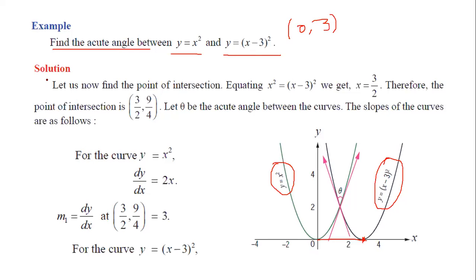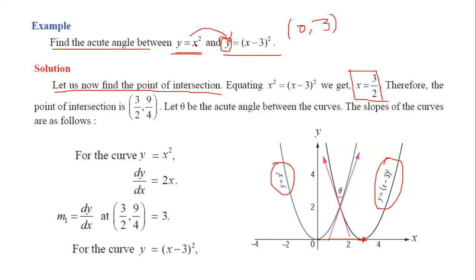So what is the solution here? Let us now find the point of intersection. How to find the point of intersection? Here y equal to x square is given, and the other curve also has y. Therefore, you can substitute y equal to x square here. Substituting, x square equal to x minus 3 whole square, you will get x equal to 3 by 2.